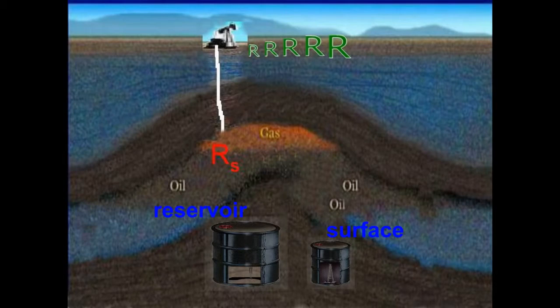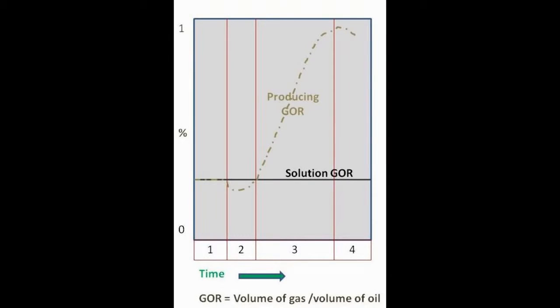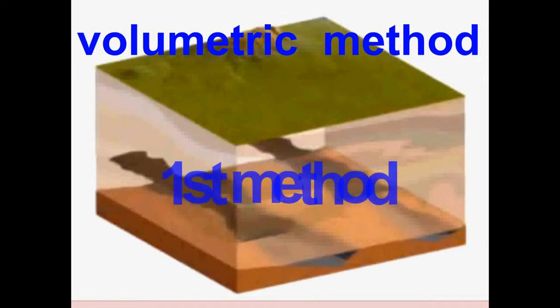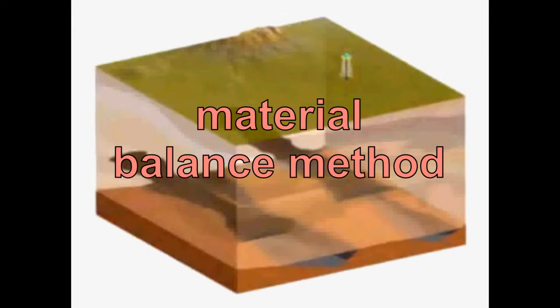Also keep in mind that gas volume in the reservoir varies tremendously from gas volume at the surface. Note also that the GOR will continue to change as oil is produced. Basically, this is the volumetric method. It is primarily used as the first method to calculate reserves. Additional methods include material balance method.